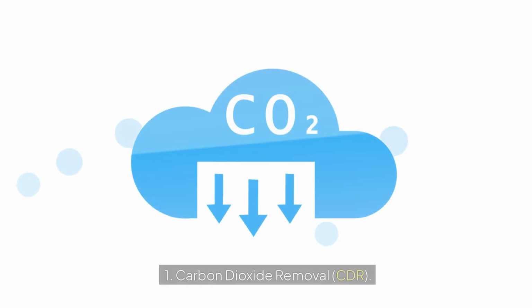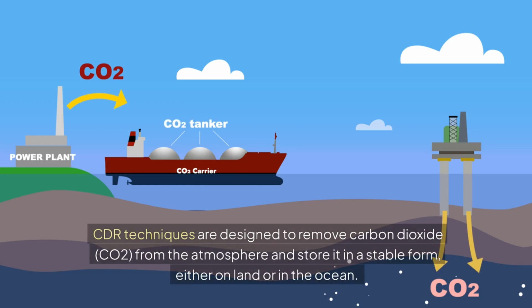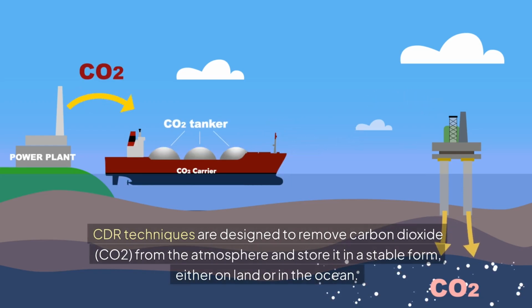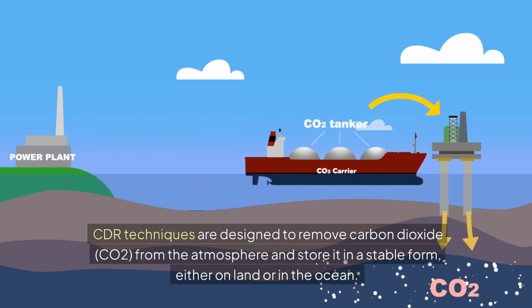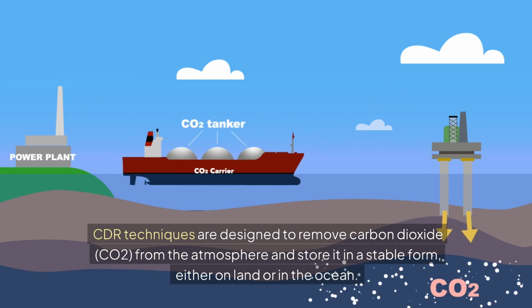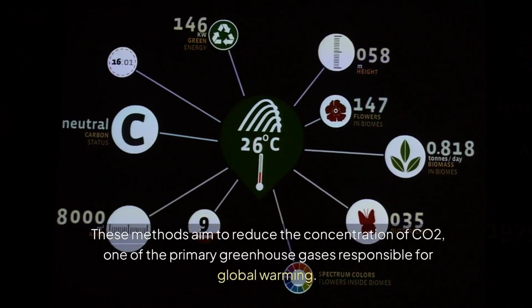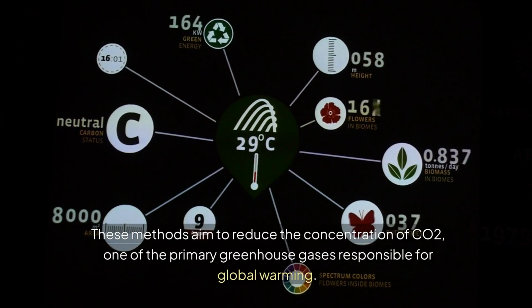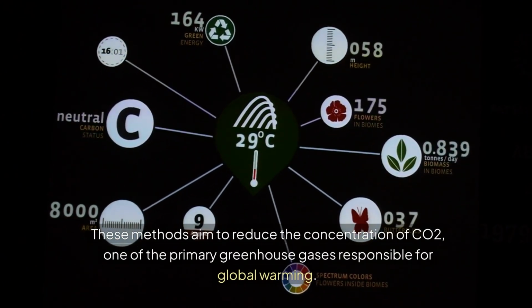1. Carbon dioxide removal, CDR. CDR techniques are designed to remove carbon dioxide, CO2, from the atmosphere and store it in a stable form, either on land or in the ocean. These methods aim to reduce the concentration of CO2, one of the primary greenhouse gases responsible for global warming.